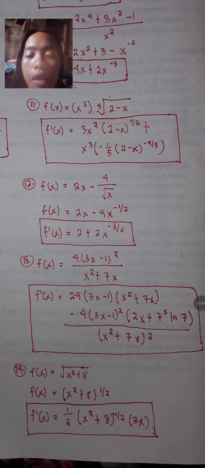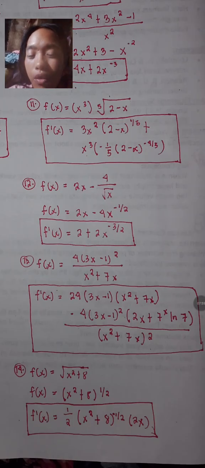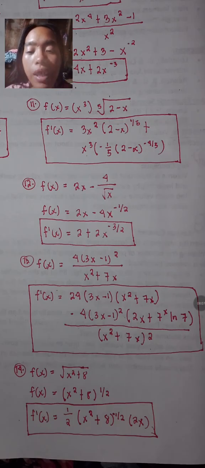Next we have f of x is equal to 2x minus 4 over the square root of x. Let's change the 4 over square root of x into 4x raised to the power of -1/2, so it can simplify the whole thing. That would become f of x is equal to 2x minus 4x raised to -1/2.